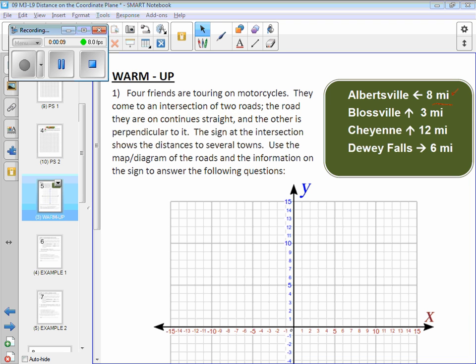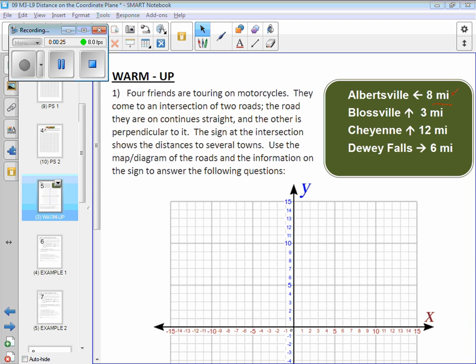All right, warm up. Lesson 9. Four friends are touring on motorcycles. They come to an intersection of two roads. The road they are on continues straight, and the other is perpendicular to it. Do you know what perpendicular is?